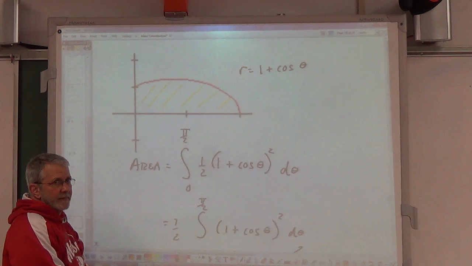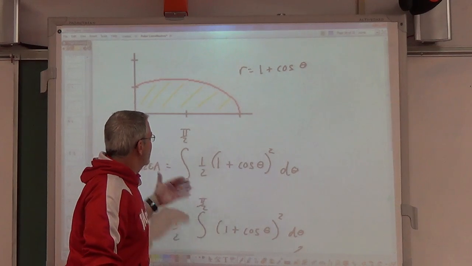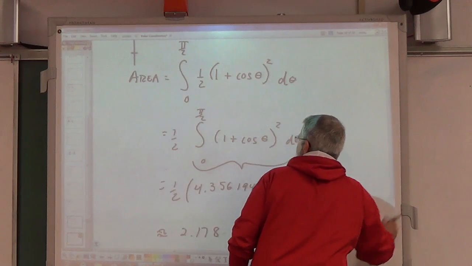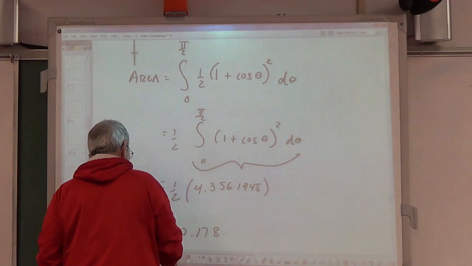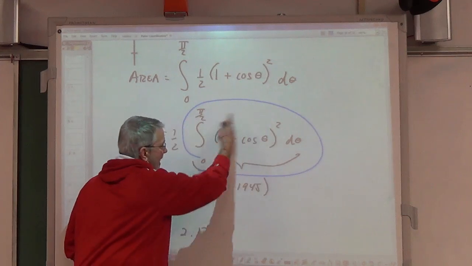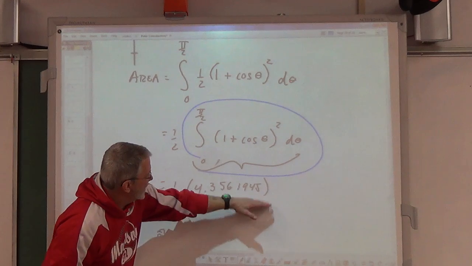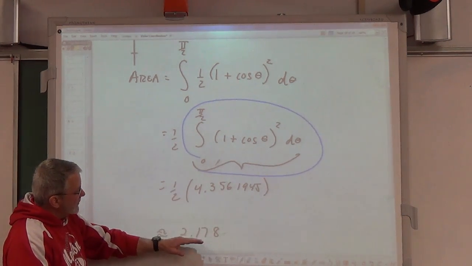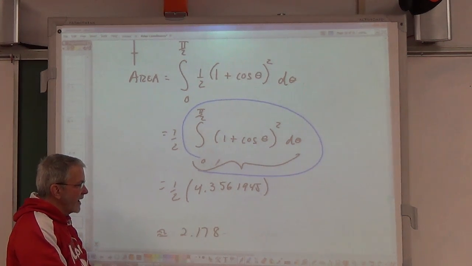Easy enough. Take my calculator. I'm going to use the fact that integration is a linear operator. We're going to pull that 1/2 out there, make things easier. I could leave it in there, but pull it out. This integral right here, I'm going to use my calculator to come up with that. Do not round until the end. Go back to your home screen, put that in there, and then divide it by 2. So that area in the first quadrant of 1 plus cosine theta is approximately 2.178.